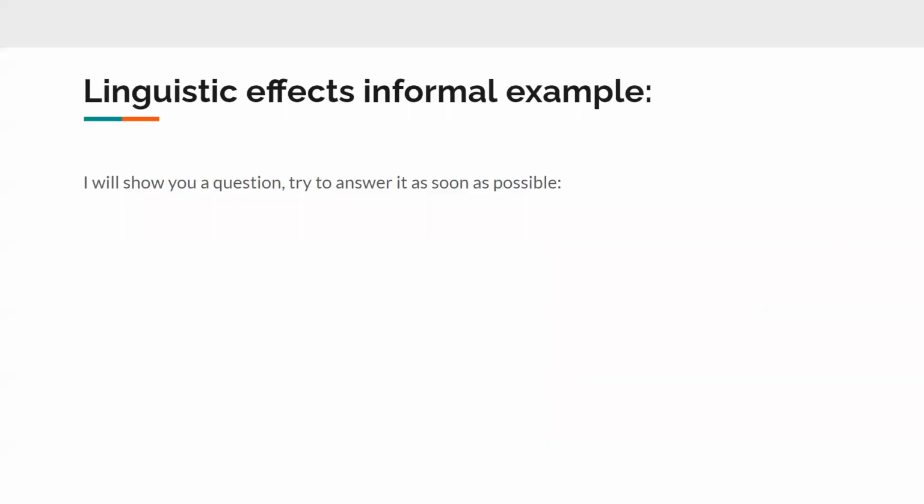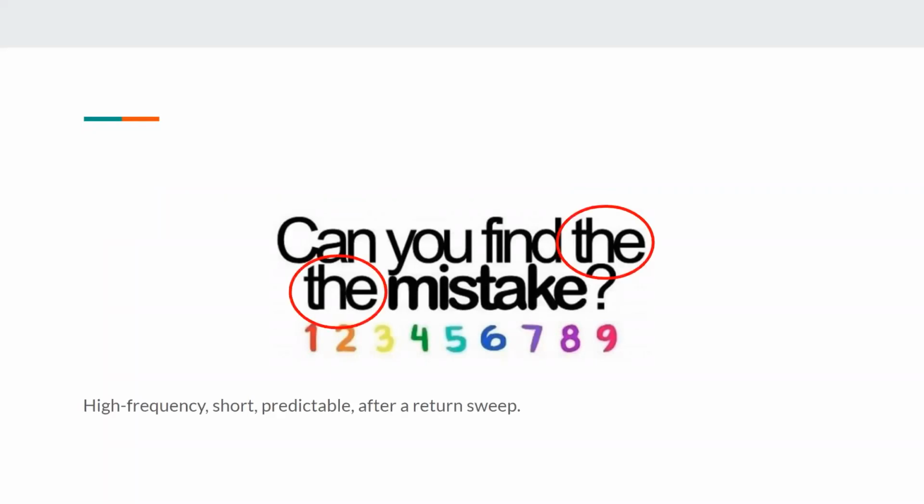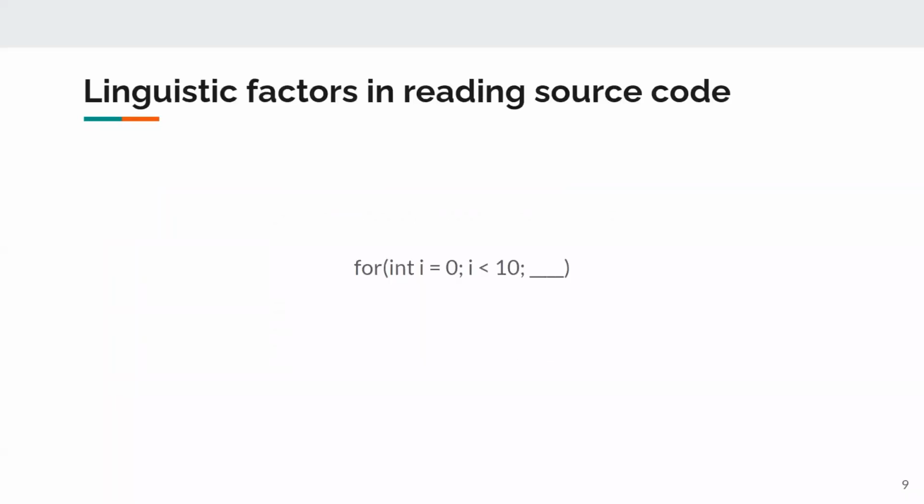An informal demonstration of these effects can be seen in the following example. You can pause the video if you need more time. The answer, of course, is the repeated "the." This is a high frequency token, short, predictable, and after a return sweep, which makes it very likely to be skipped by the eyes. We hypothesized that similar effects should exist in reading source code.